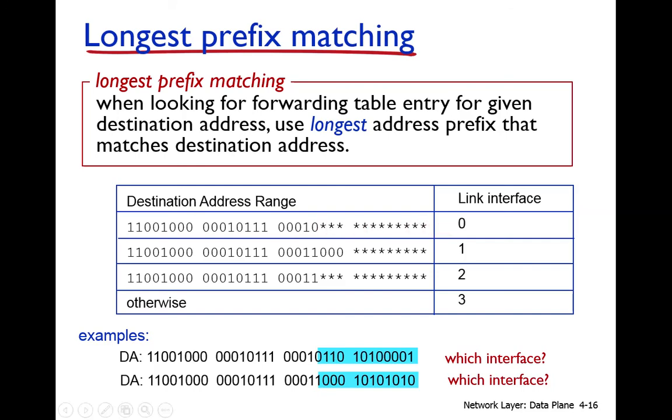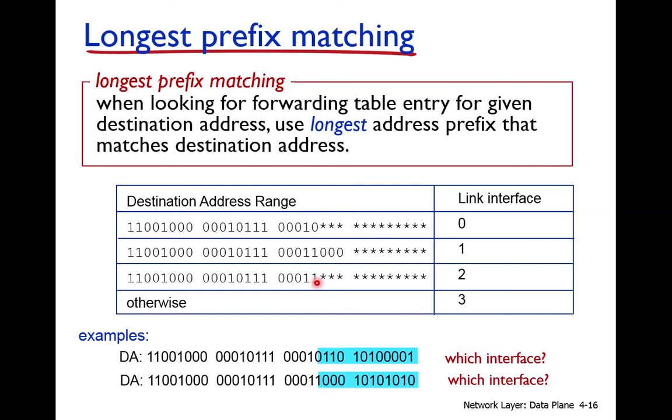Now you can see that if a packet arrives with this destination IP address, up to now, 0001, these bits are matching with this entry, this entry, and this entry. But we have to move to the next bit. The next bits are 1100. Here it is 1, and here it is 0, so this entry is not matching. This entry is matching, 1 and 1. So this packet is matching with this one and this one.